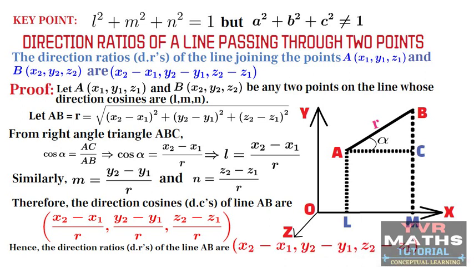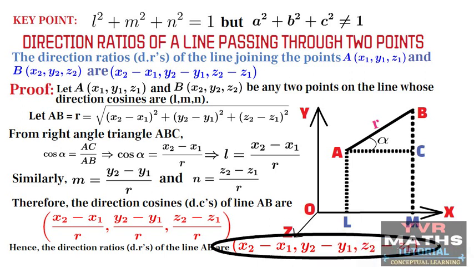So, if you know the endpoints of the line segment, to find the direction ratios, this is the formula, that is x2 minus x1, y2 minus y1 and z2 minus z1. If you know the endpoints of the line segment, to find the direction cosines, this is the formula.